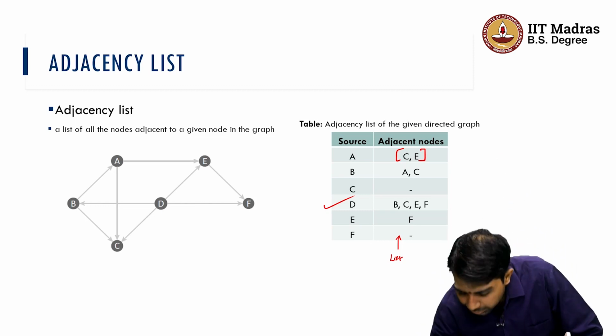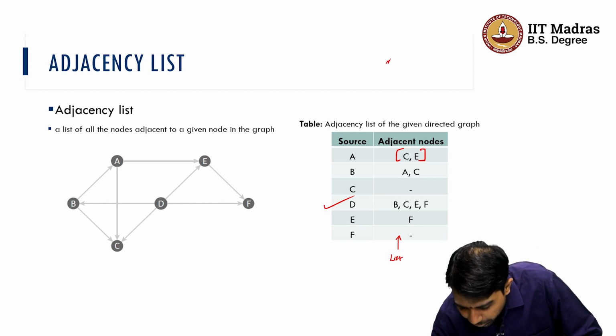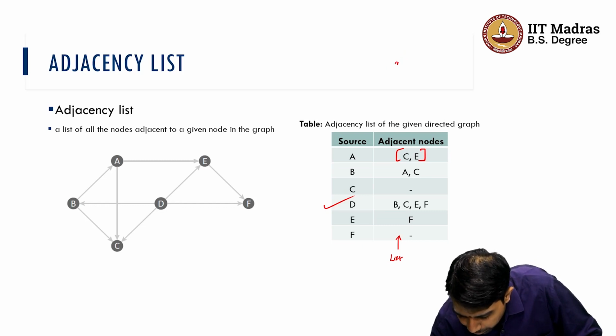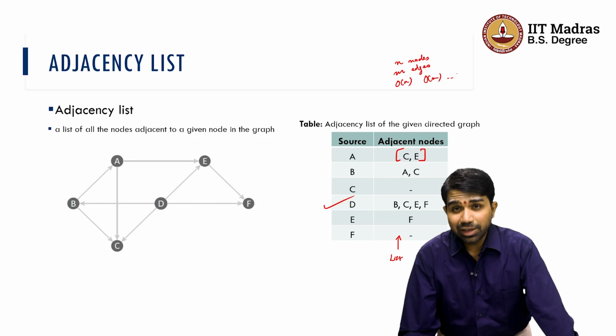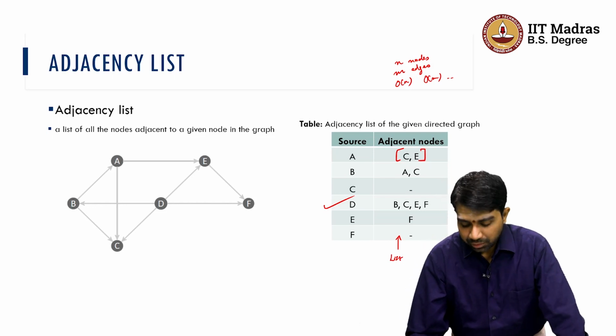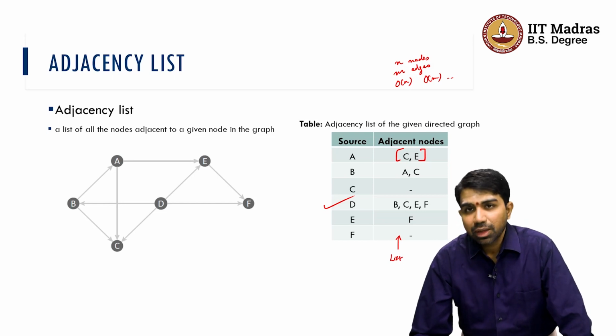And typically we say that there are n nodes, m edges in the graph. So, what is big O of n, what is big O of m, and so on. For example, in an edge list, to find out if A and D are connected, it takes big O of m. You need to step through all the edges in the graph. Whereas here, it is going to be much faster. It's going to be almost constant time.